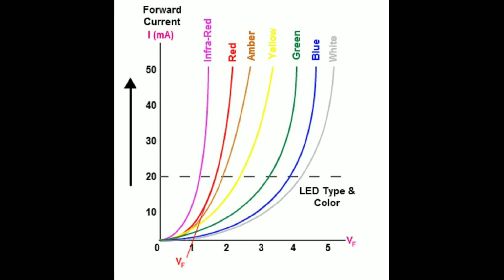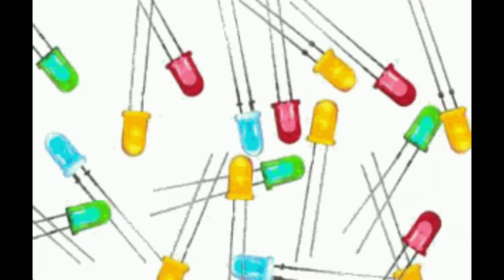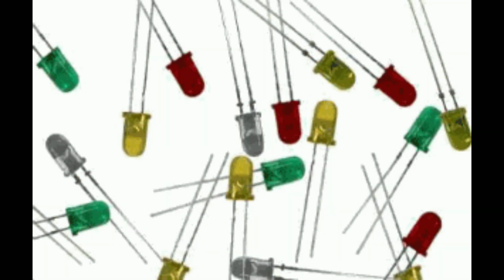What determines the color of an LED? The color of an LED is determined by the material used in the semiconducting element. The two primary materials used in LEDs are, first, aluminum gallium indium phosphide alloy, friends, and second, indium gallium nitride alloy.